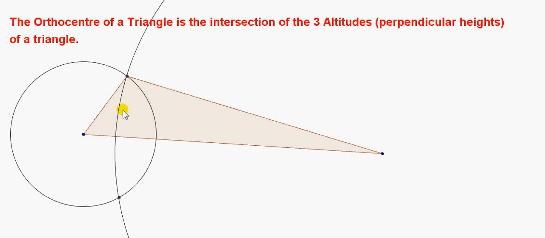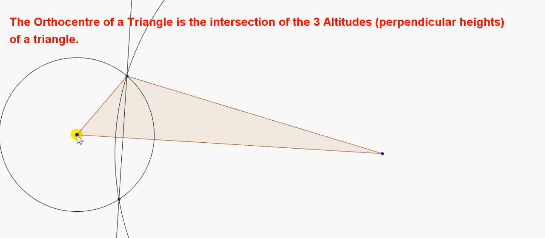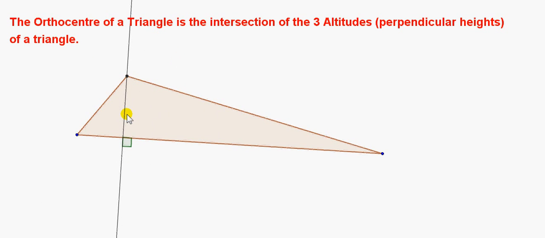So we note the points of intersection of the two circles. Well, one point is of course the point we're interested in. Here's the other point. We know that this line will be perpendicular to this side. So this line is one of the altitudes of the triangle. Of course the altitude could be outside the triangle, as I explained earlier. Next we get another altitude.